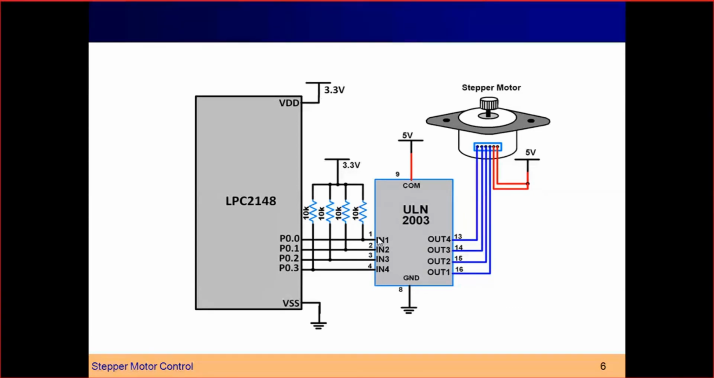Then you will give 0100, right? So it will take the next step. Then you will give 0010. Then it will take the third step. Finally 0001. So it will take the fourth step. Even if you want to rotate in the opposite direction, what you will do? First you will give 0001, then 0010, right? Then 0100, then 1000. That means the sequence you will be changing just in the opposite way.